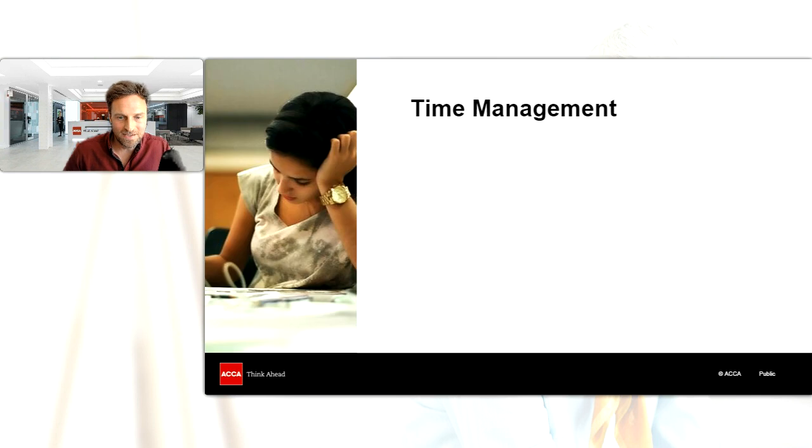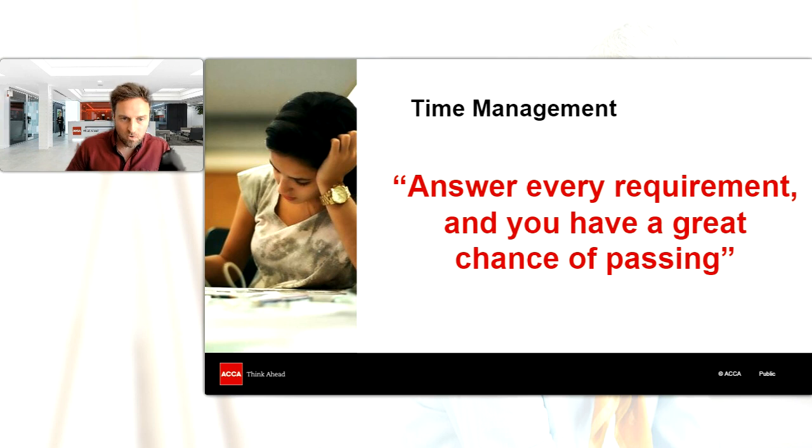The first thing is manage your time properly. If you answer every requirement in this exam, you've got a really good chance of passing. Just remember that. If you answer it all, you've got a great chance of passing this exam. The main reason people don't pass is they miss big chunks of the exam. So you've got to be very careful.